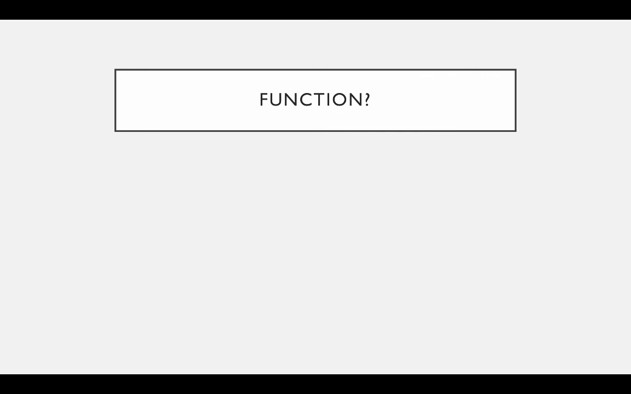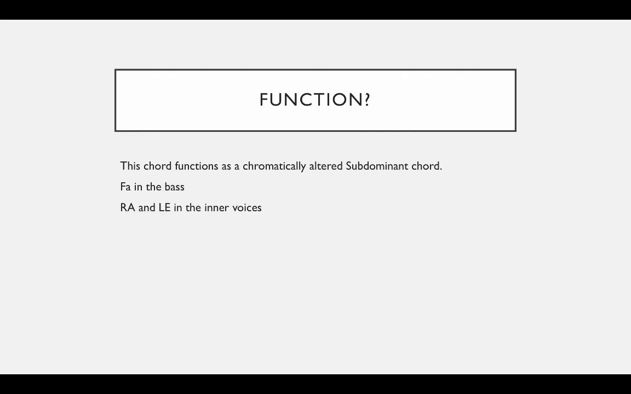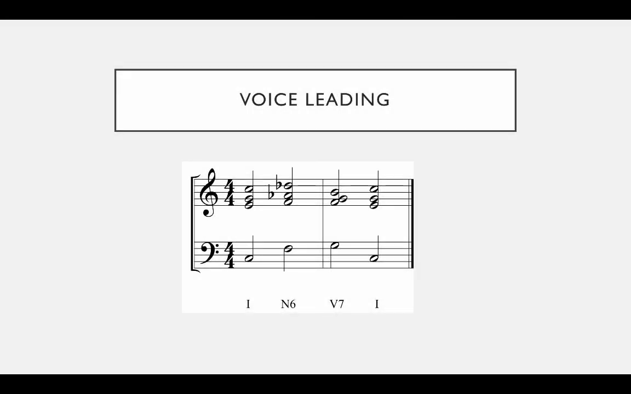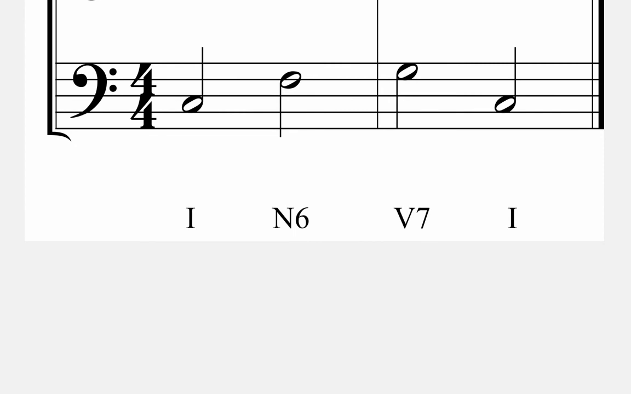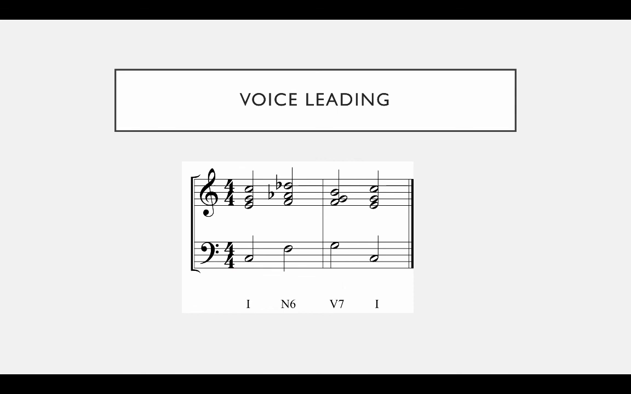Pay attention. Well, the Neapolitan sixth chord functions as a chromatically altered subdominant chord. That is, Fa is in the bass and Ra and Le are in some of the upper voices. Let's take a look at the voice leading. Notice the bass. If you just saw the bass alone, Do, Fa, So, Do, you would think this was a normative 1, 4, 5, 1 progression. However, if you zoom out, you'll see that there are some chromatic intrusions.